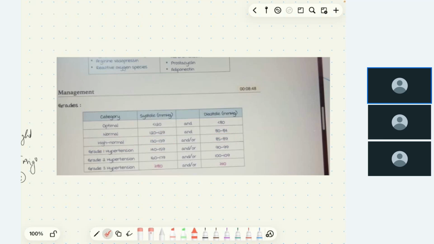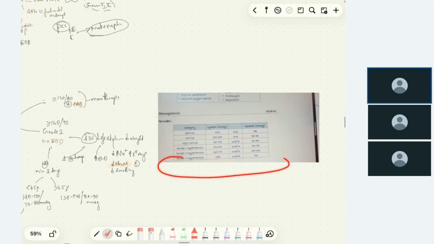Between 140 to 159 mmHg and 90 to 99 mmHg, it is grade 1 hypertension. Between 160 to 180 mmHg and 100 to 109 mmHg, it is grade 2 hypertension. More than or equal to 180 and more than 110 is grade 3 hypertension. We have seen this category comes under hypertensive urgency. If it has end organ damage manifestation, it comes under hypertensive crisis or emergency.